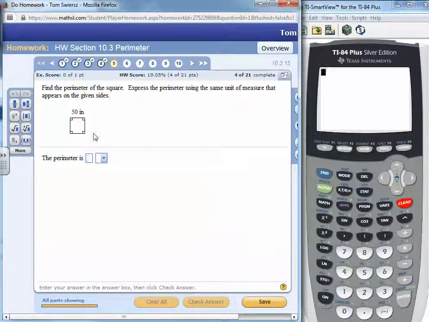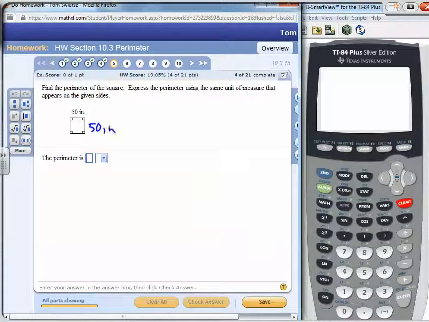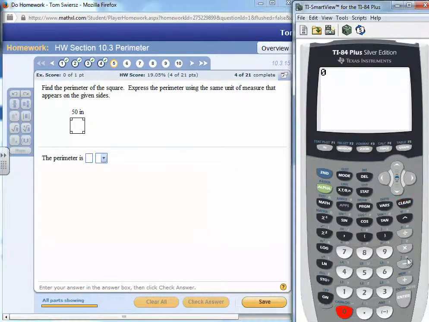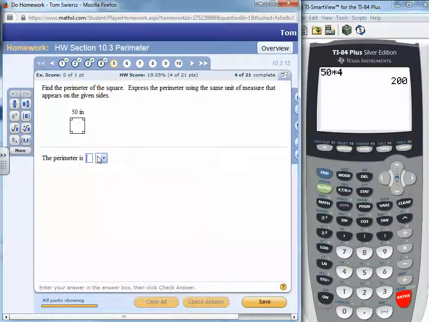Number 5, the perimeter of a square. A square has all 4 sides equal, right? So that means each of these sides must be 50 inches, right? Because a square has all 4 sides equal. So we can just do 50 times 4 to get the total perimeter. Again, we're doing perimeter, we're adding up the sides. So 50 plus itself 4 times, we can just do 50 times 4, which we know is 200, right? So it is 200 inches.